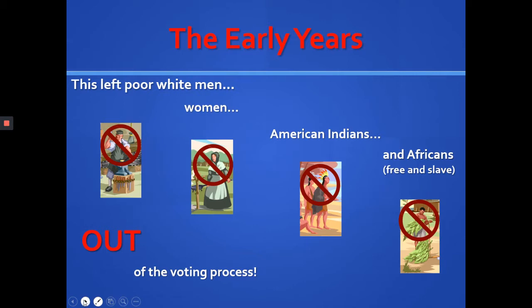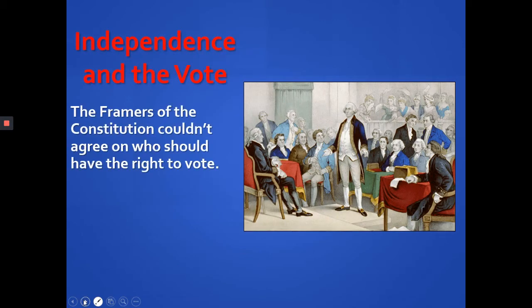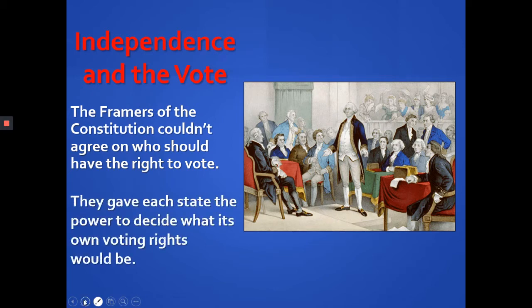So let's move on a little bit and talk about when we got our independence. We're going to move to the 1790s, when we are talking about the American Revolution and when the Constitution was created. And this leads us to who gets the vote after our independence. The framers of the Constitution just could not agree on who should have the right to vote.